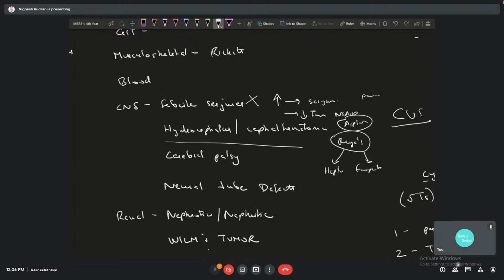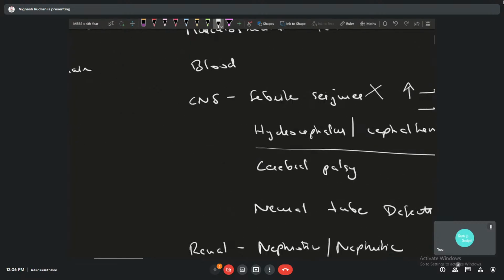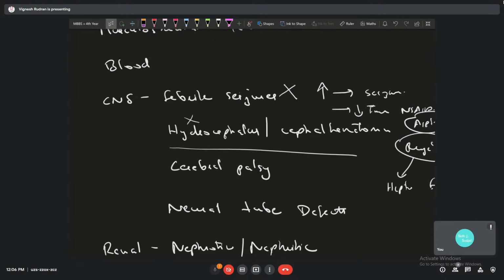Then next is your birth trauma related. You have seen this in OG. So you have a hydrocephalus and cephalhematoma. Hydrocephalus is usually not a problem. Due to some birth trauma, there's collection of fluid in the scalp. And cephalhematoma is collection of blood.